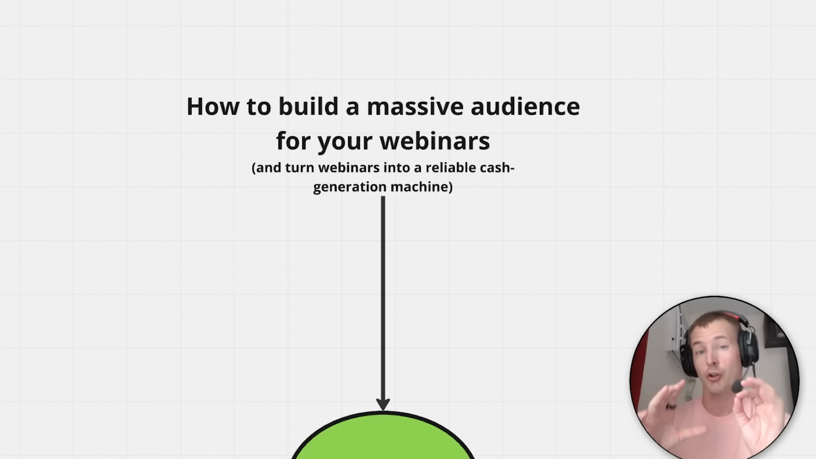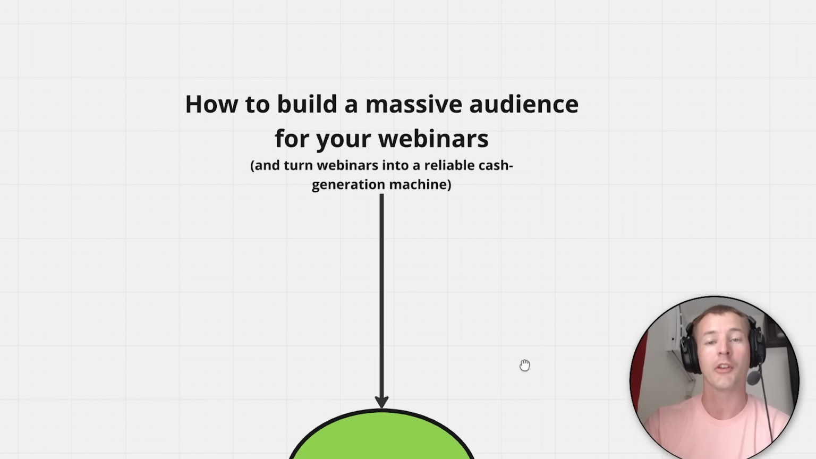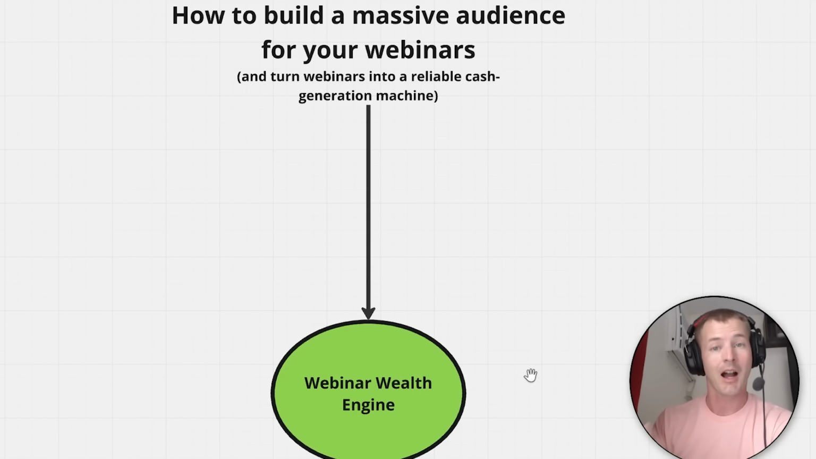In this video, I'm going to show you how to build a massive audience for your webinars. And I'm also going to show you how to turn this into a system that you can rely on for cash generation month over month. And I call this the webinar wealth engine. This is not simply you running webinars. This is you building out a highly optimized system and funnel so that you can run these month over month without burning out your audience and while growing your audience and your profits over time.